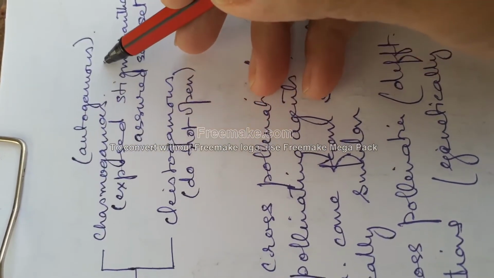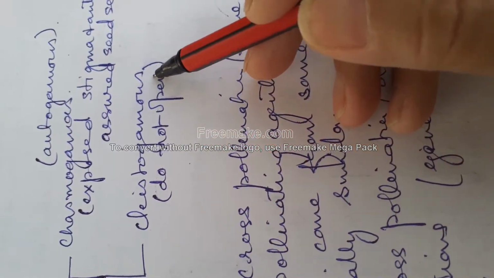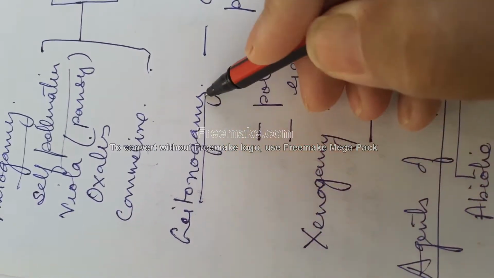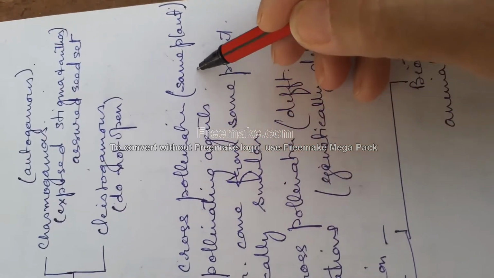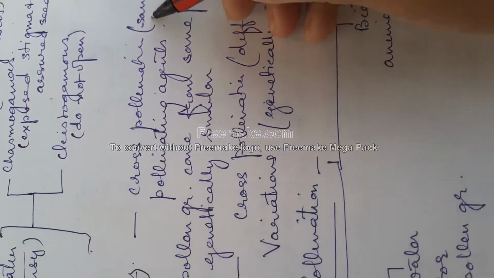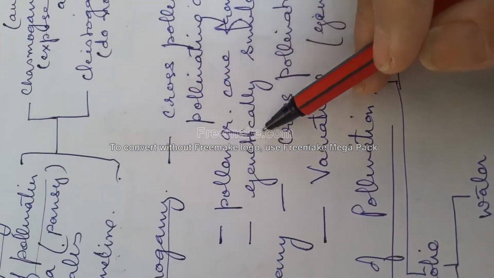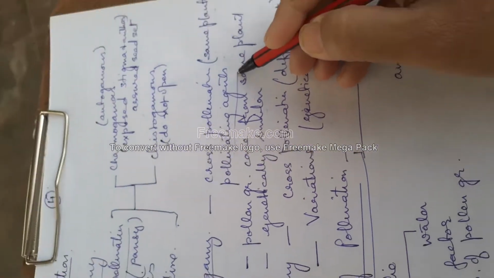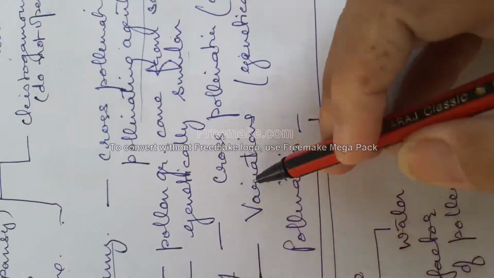Now, pollen viability. Pollen viability is the breeding efficiency or fertilization ability or germinability of the pollen grains. It varies in different species. It is not the same for all of them. It also depends on the temperature and humidity. In rice and wheat, we find that they lose viability in 30 minutes. In some of the Rosaceae and Leguminosae family, we find that their viability remains for months.